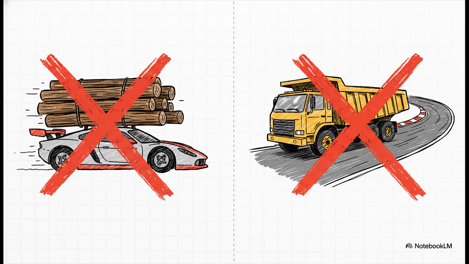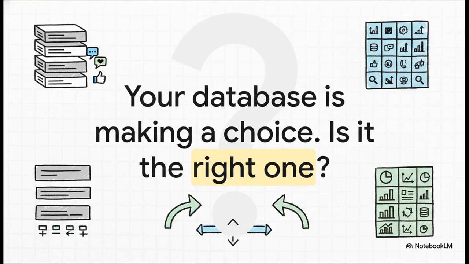So in the end, there is no winner. You wouldn't use a race car to haul lumber, and you wouldn't use a dump truck to win a Grand Prix. It's all about matching the architecture to the specific workload you have. And that leaves us with a final thought. The software you use every single day, from social media to your company's analytics tools, is built on one of these two philosophies. It's making a choice between rows and columns with every single click. Now that you know the difference, are you sure it's always making the right one?